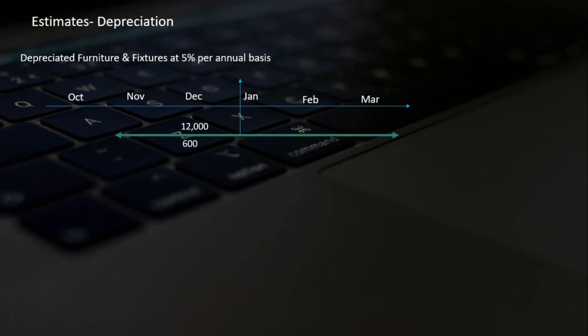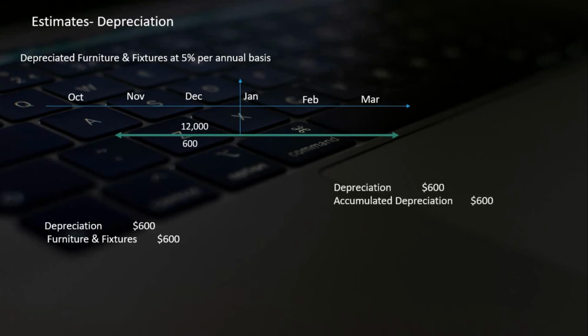There we have two methods of accounting for depreciation. Depreciation debiting for 600 and furniture and fixtures crediting for 600. In this case, the asset account is directly credited. But we have another method of accounting. In that case, we are debiting 600 expense for depreciation and crediting accumulated depreciation for 600.